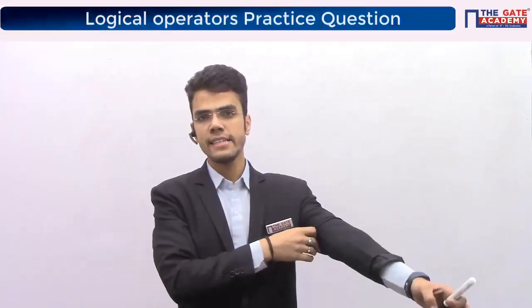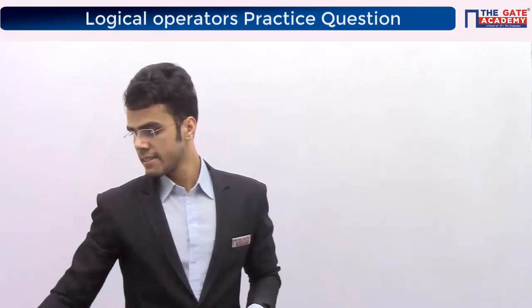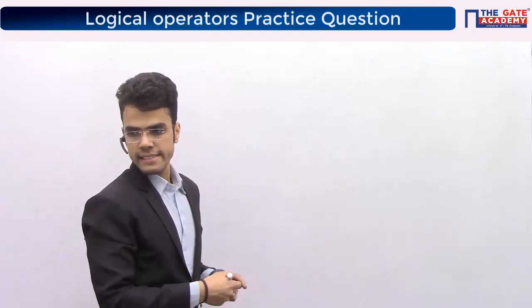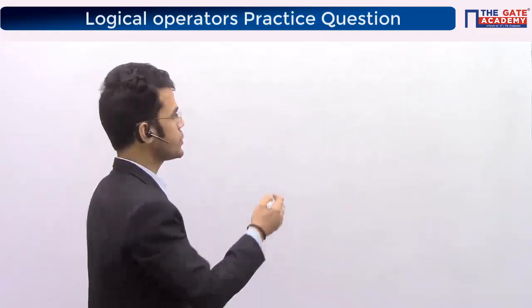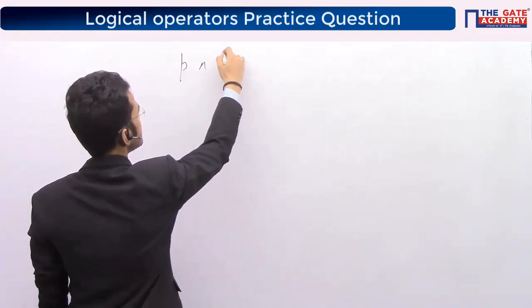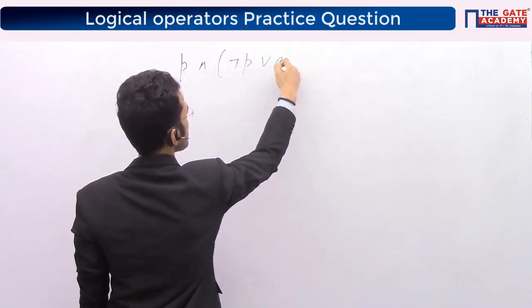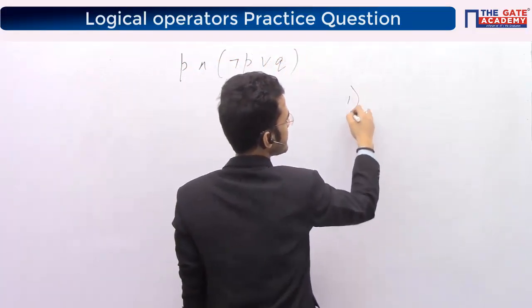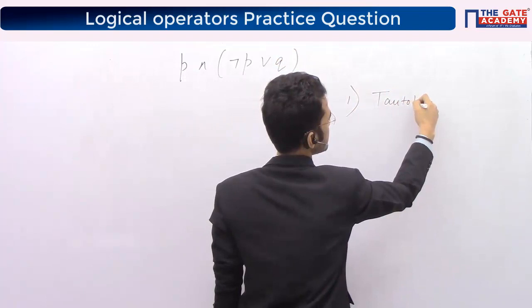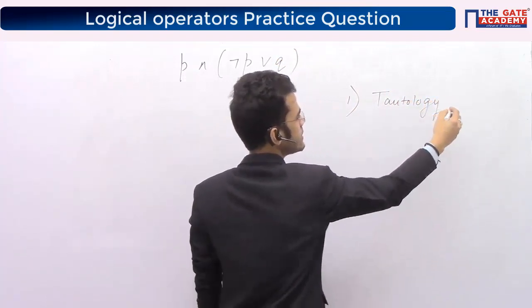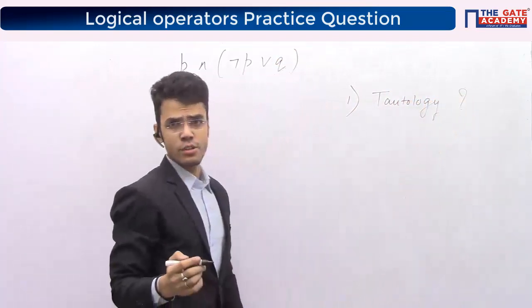Okay guys, let's take this question. Let's start. They are given a proposition: P and negation P or Q. For the first option, you have to check whether it is a tautology or not.